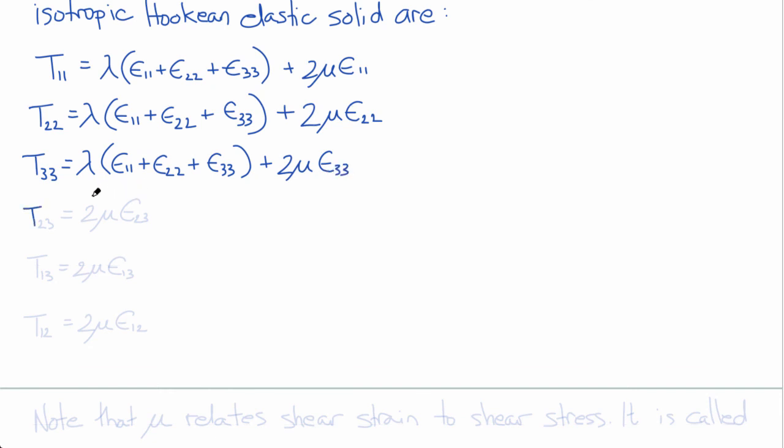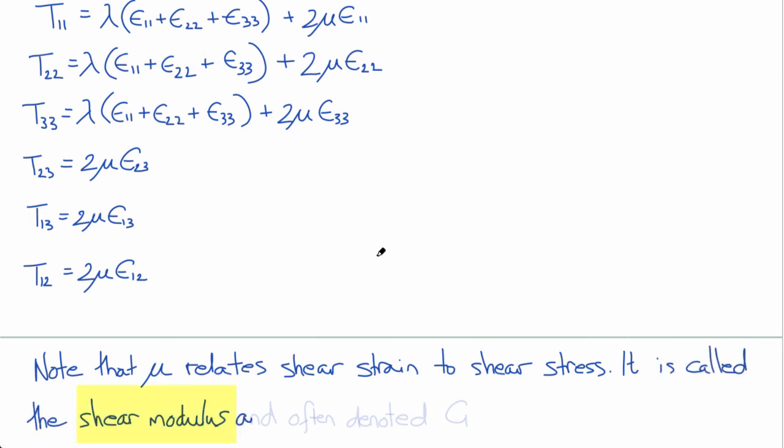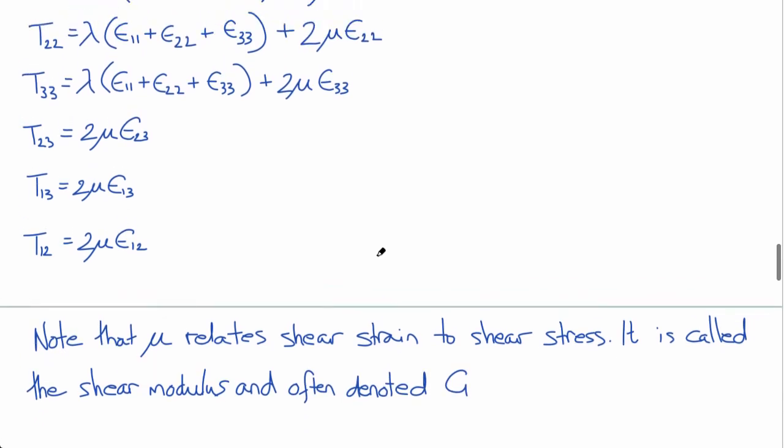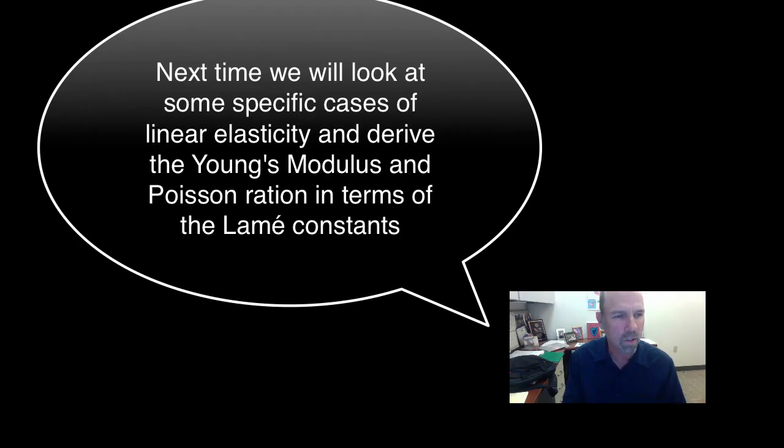And then the shear stress components, T23 is 2 mu times epsilon 23, T13 is 2 mu times epsilon 13, and T12 is 2 mu times epsilon 12. So you can see here that the modulus mu directly relates the shear stress to the shear strain. It's known as the shear modulus and often denoted by G, which is another technical constant. So next time we'll actually derive the relationship between lambda and mu and the technical constants E and nu.